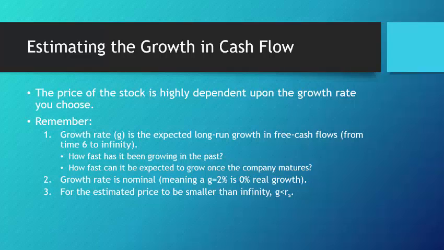The last thing we need to say is G is going to be less than R sub S. So whatever R sub S is, we need a smaller number than that for the growth rate between time 6 and infinity per year, or we're kind of messed up. We'll have a price that's infinite, which is probably not realistic.